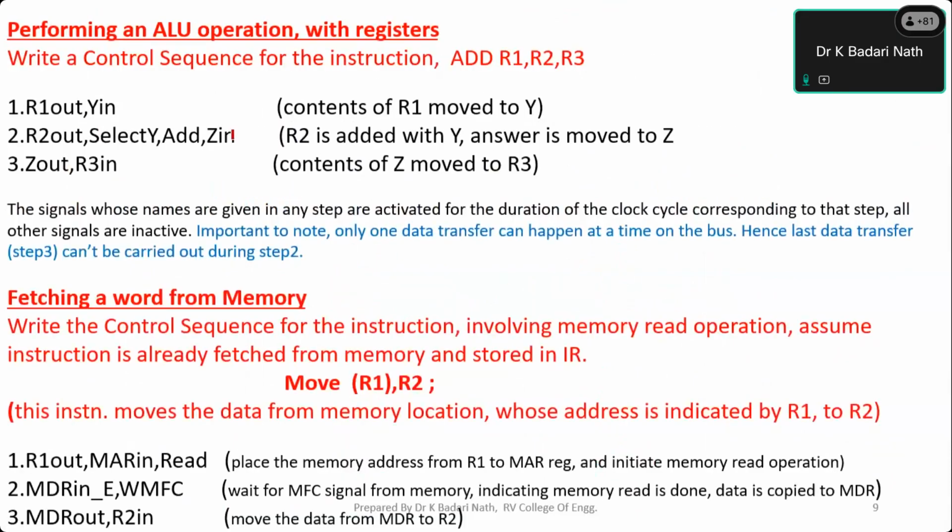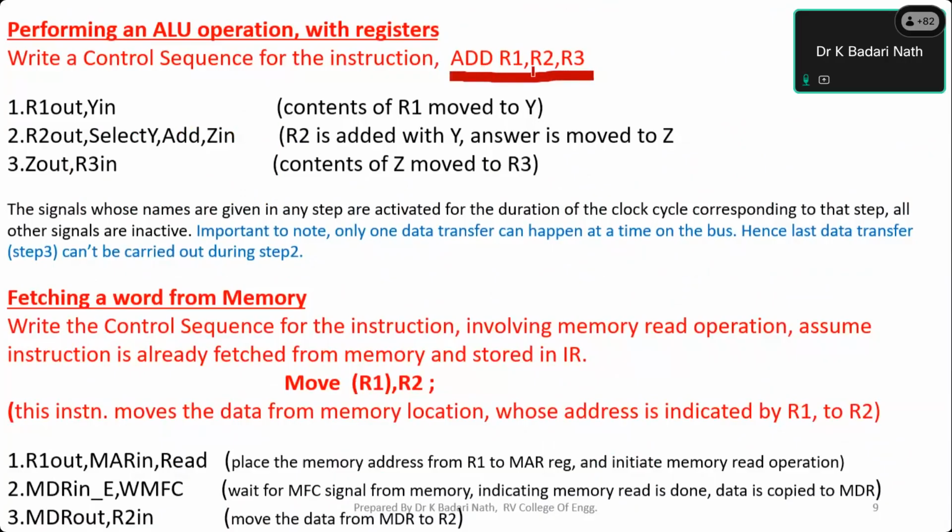Now, the first sequence we are writing, analyze carefully. You may not follow it in the first listening. You have to repeat it. Go through the slides two or three times and write on paper so that you can get the meaning of it. Now we will write a control sequence for the instruction add R1, R2, R3.